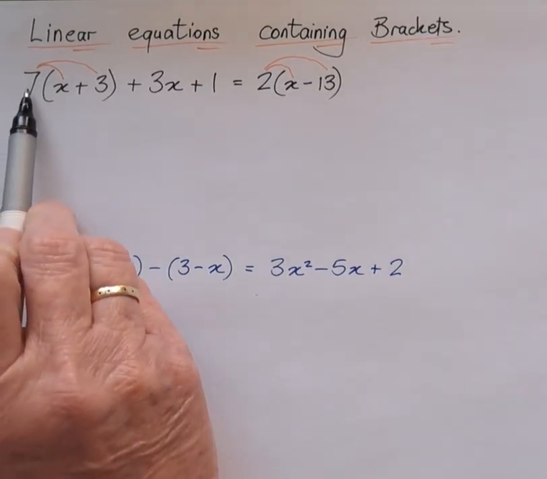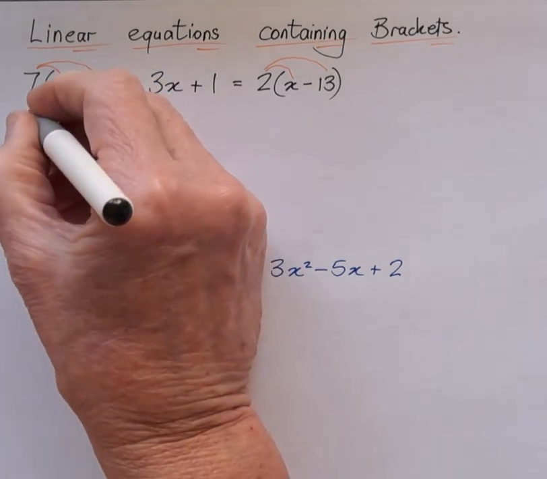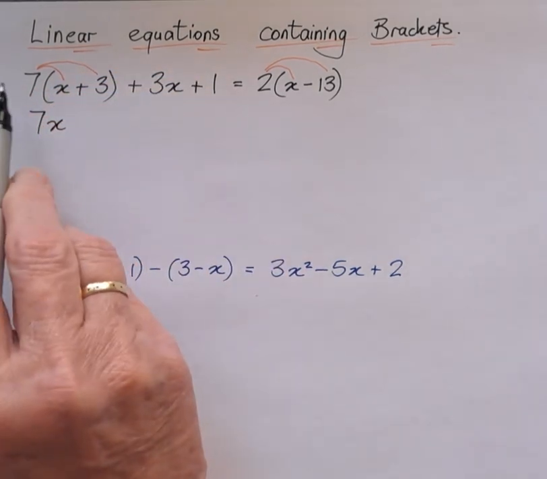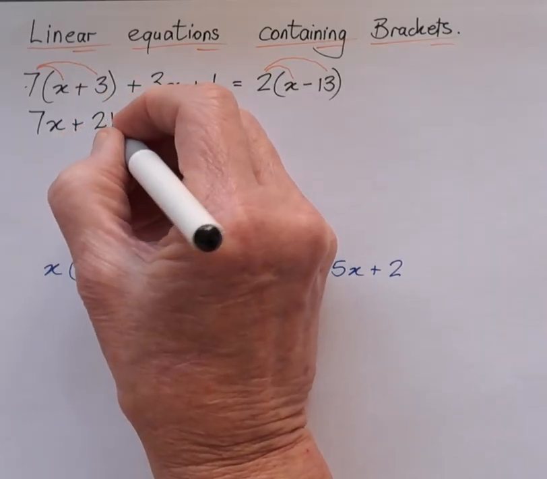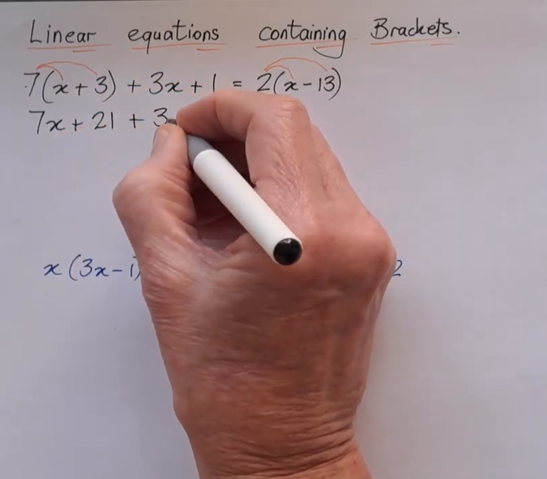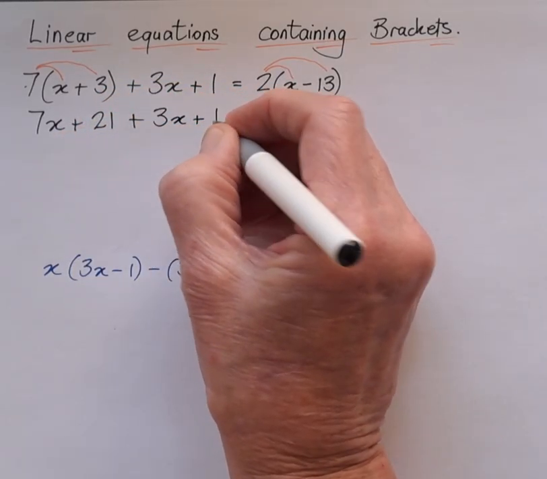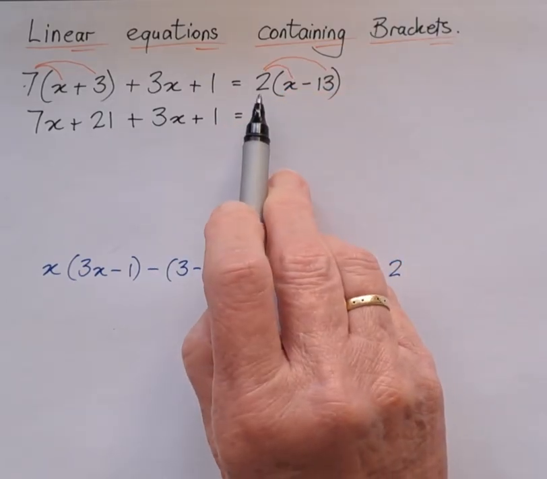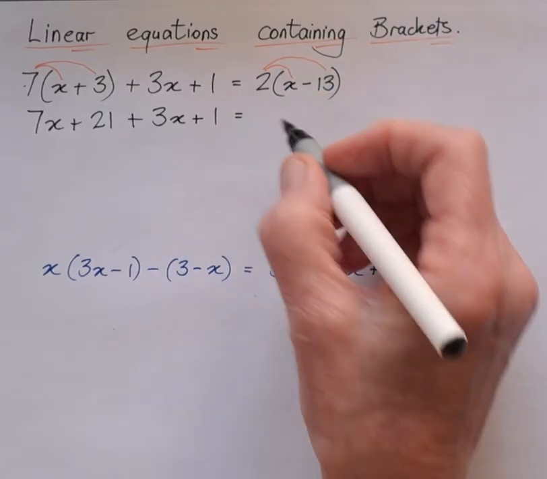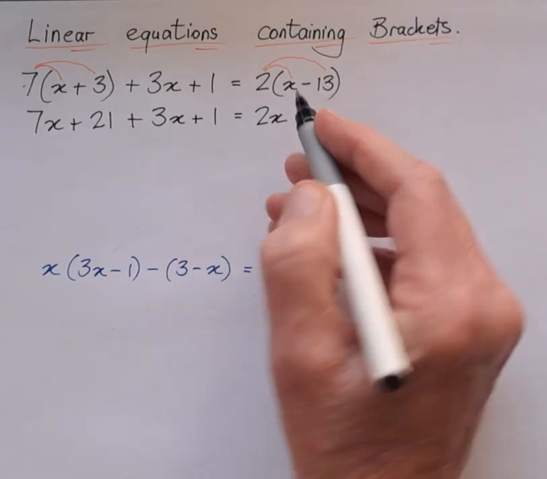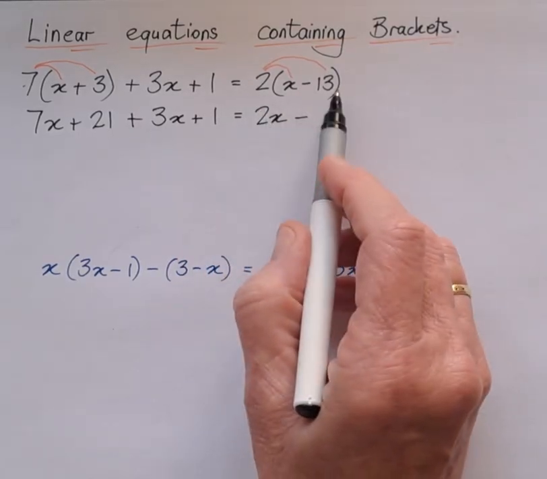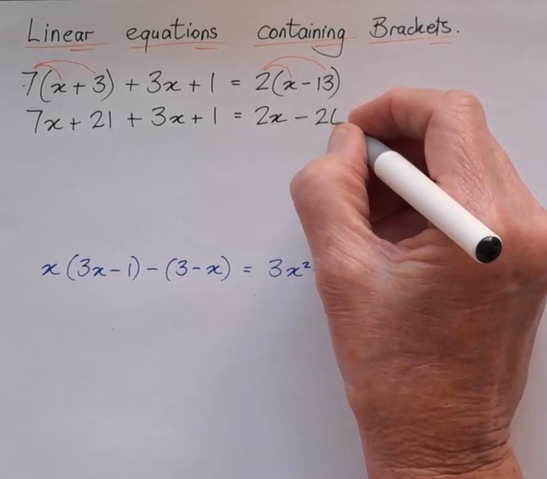So looking at this, we've got 7 times x is 7x. 7 times 3 is 21. And then these two are going to stay the same. And then multiplying the 2 into the bracket, we're going to have 2 times x, which is 2x. And positive times negative is negative. 2 times 13 is 26.